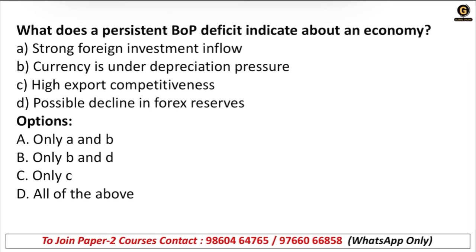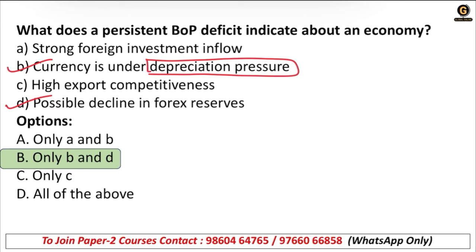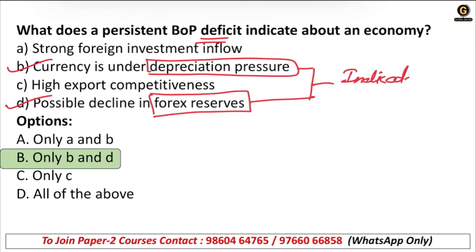Next, what does a persistent BOP deficit indicate about an economy? Strong foreign investment inflow, currency under depreciation pressure, high export competitiveness, possible decline in forex reserves. Right answer is B and D. When currency is under depreciation pressure, that is one of the reasons indicating the deficit, and a possible decline in forex reserves. These are very important things to indicate the deficit.